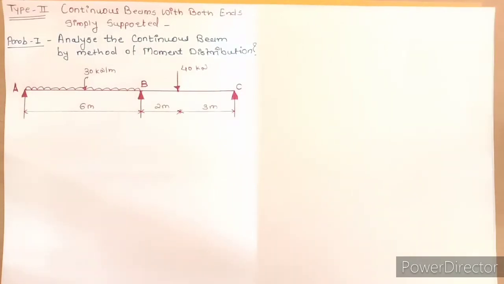Hello everyone, today we will solve a problem on a continuous beam with both ends simply supported. Today's problem statement is: analyze a continuous beam by the method of moment distribution.